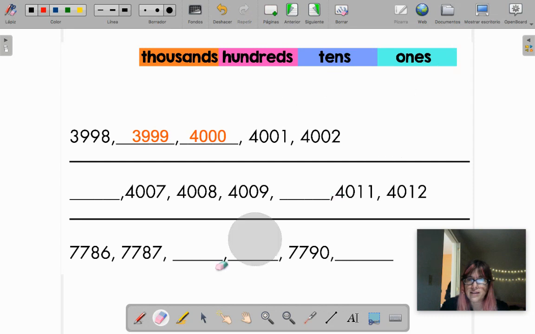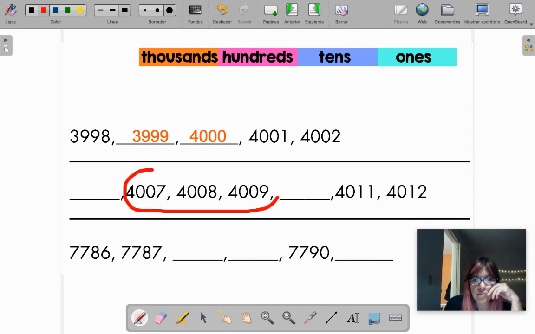Let me erase this. Now here, again, from here to here, I don't know how many they are counting or skipping. So let's look at the next 2 or 3 numbers that are together. So I know how many more I need to add. So this is 4. It's better if you say it out loud and listen to yourself. 4,007, 4,008, 4,009. So in all of them, I say 4,000, 4,000, 4,000.